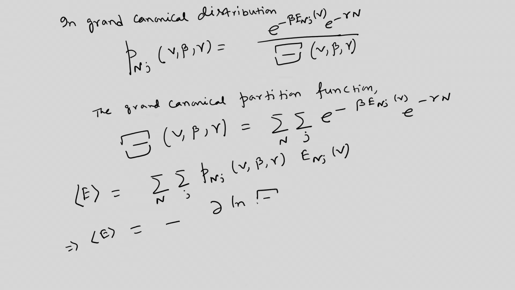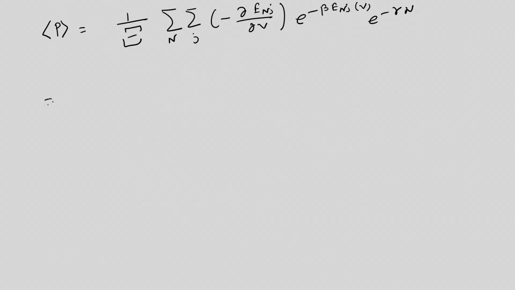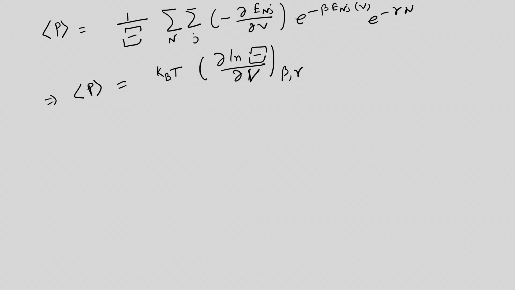We can also calculate average pressure. So average pressure is nothing but, and if we carry out this, we get the expression like, so we get average pressure is Kb times del ln theta by del V, where beta and gamma are constants.